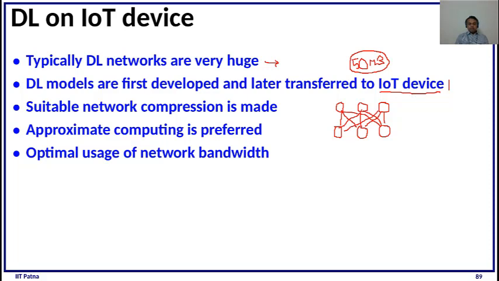Now, many times, if I have a huge number of parameters, we also find that many parameters will have values close to zero. If I have a parameter which is close to zero, then probably it's not contributing to the final outcome. Therefore we can remove those links and compress the network.